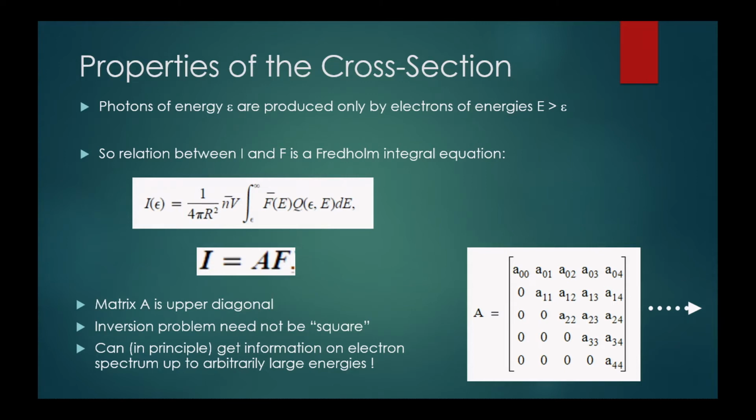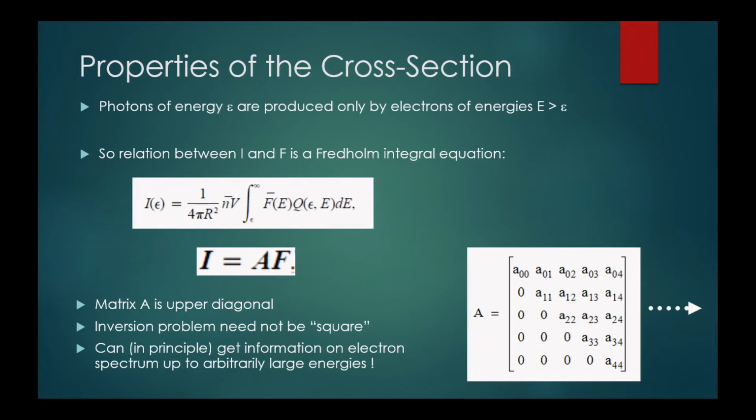The matrix does, however, extend arbitrarily far to the right. If you're looking at 1 kilovolt photons, you can get them from 2 kilovolt, 3 kilovolt, 4 kilovolt, 5, 6, all the way to infinite energy electrons. So the matrix is upper diagonal, augmented, I call it. It is zeros down the lower left corner, but it's not necessarily a square matrix. It's a rectangular matrix. And in principle, with perfect data, you can infer the electron spectrum up to energies much, much larger than the range of the photons you observe.